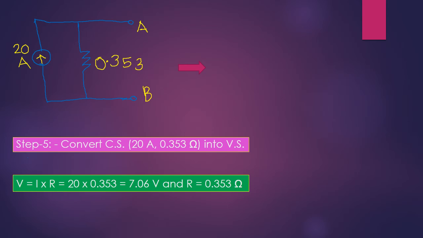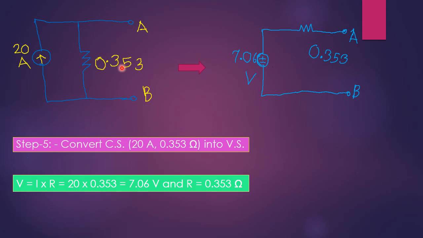Now step number 5: convert the current source of 20 ampere and 0.353 ohms into a voltage source. The equation involved is Ohm's law, V is equal to current into resistance, 20 into 0.353, which gives you 7.06 volt. The internal resistance is 0.353 ohms, which is the same as the internal resistance of the current source. So this is the final circuit of the voltage source, the conversion from the given circuit into a voltage source.